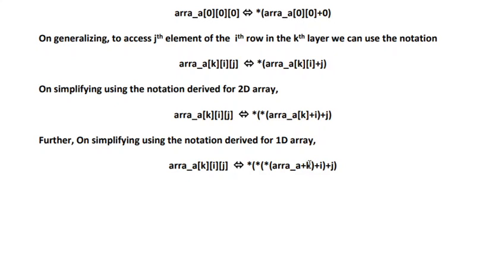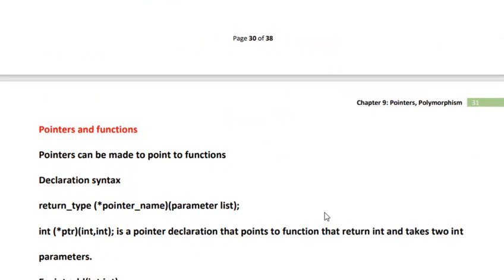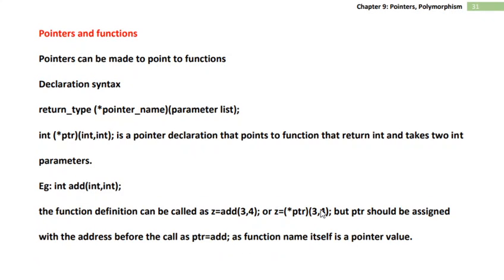So first we will make increment in the layers, then increment in the columns, and likewise increment in the rows, and likewise increment in the columns. So this is the way how values of a three-dimensional array are accessed. This is a very important deduction that you need to remember. Now let us move forward and let us learn about pointers and functions.